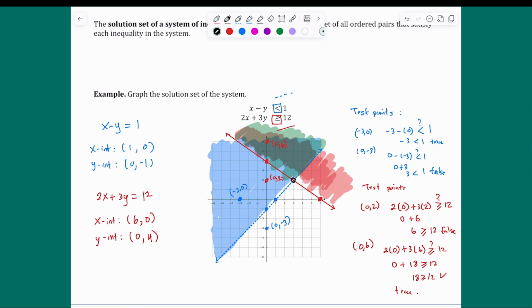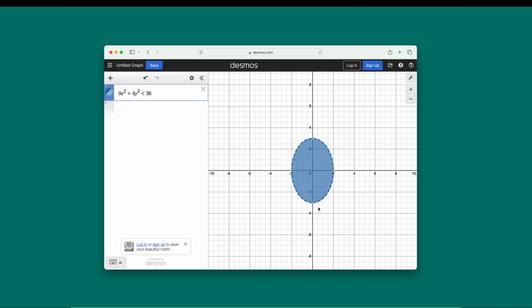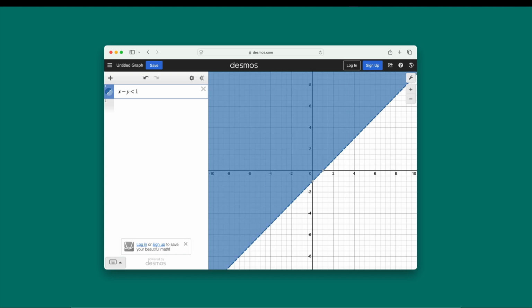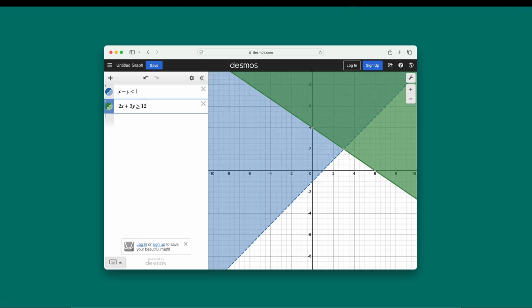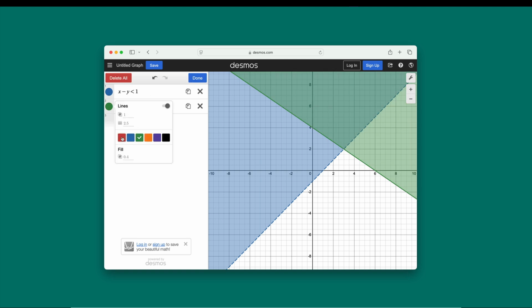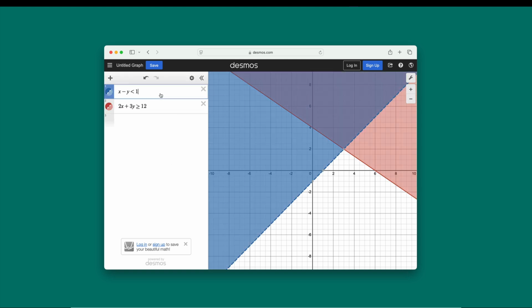All right, let's see how Desmos can handle this as well. Let's go ahead and get rid of this graph here. So we have x minus y less than 1, which is what we graphed earlier. And then our second graph was 2x plus 3y greater than or equal to 12. Let me change the color so it corresponds to what I drew earlier. We drew it in red. So it looks like this.